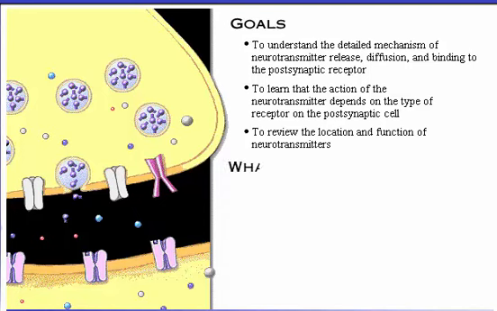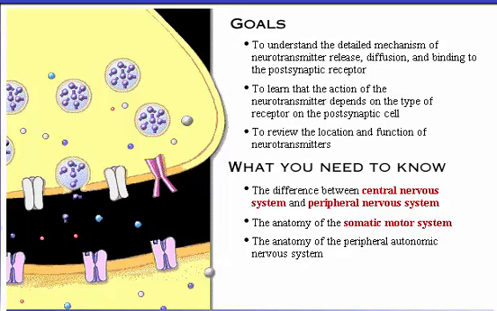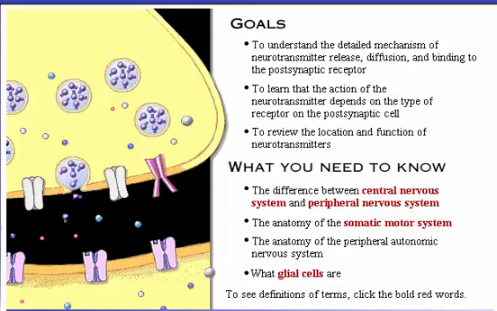Here's what you need to know. The difference between the central nervous system and the peripheral nervous system. The anatomy of the somatic motor system. The anatomy of the peripheral autonomic nervous system. What glial cells are. To see definitions of terms, click the bold red words.